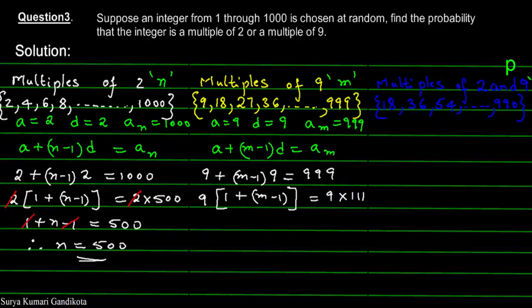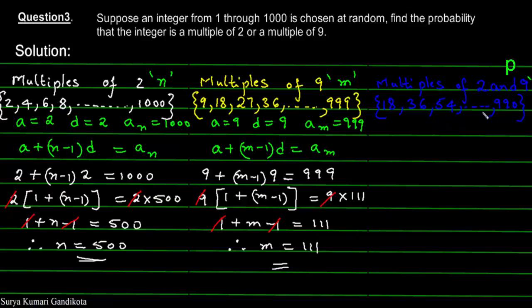Now we can cancel 9 on both sides. Cancelling 9, we are left with 1 plus m minus 1 is equal to 111. Again we can cancel 1 and therefore we have the value of m as 111. That means from 1 through 1000 there are 111 multiples of 9. That's what we found out, so this also is done.